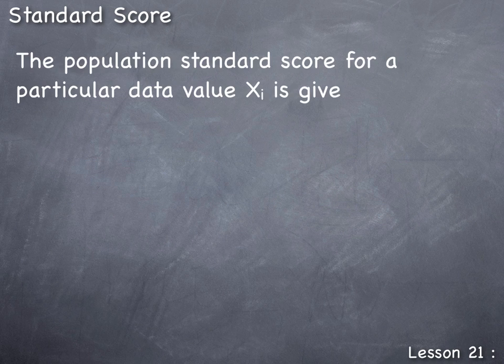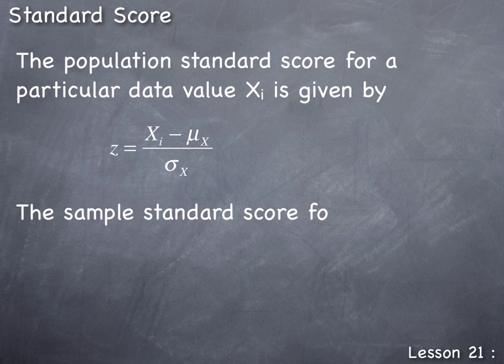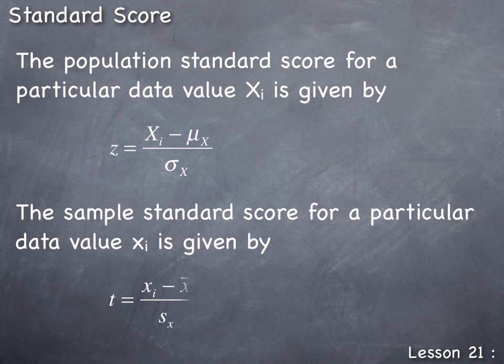The population standard score for a particular data value, capital X sub i, is given by the formula Z equals capital X sub i minus mu sub x, all divided by sigma sub x. The sample standard score for a particular data value, lowercase x sub i, is given by the formula T equals lowercase x sub i minus x bar, all divided by s sub x.